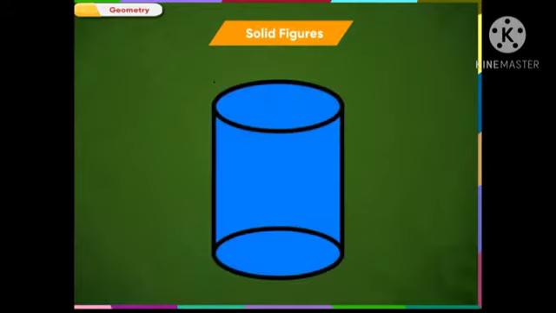This is a cylinder. A cylinder has one curved surface, two flat surfaces, this one and this one. You can observe this shape does not have any corner. It has two circular edges or curved edges.